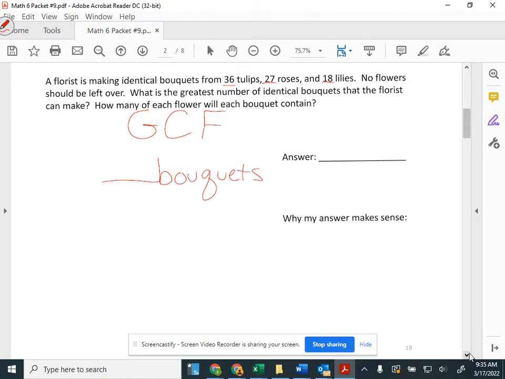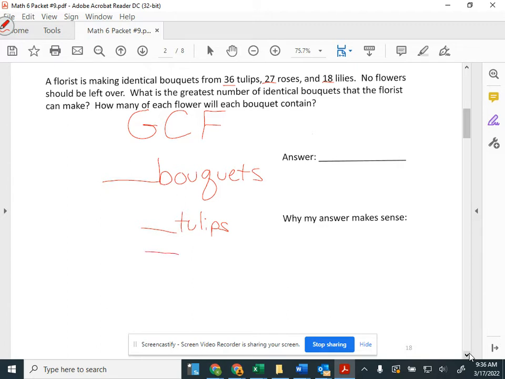And then to find out how many of each flower there'll be, that's its factor buddy. So let's say we had 5. I know it's not 5 because these are not multiples of 5, but let's say we had 5 bouquets. In order to know how many tulips would be in there, 5 times what equals 36? That's how we know how many tulips there'll be.